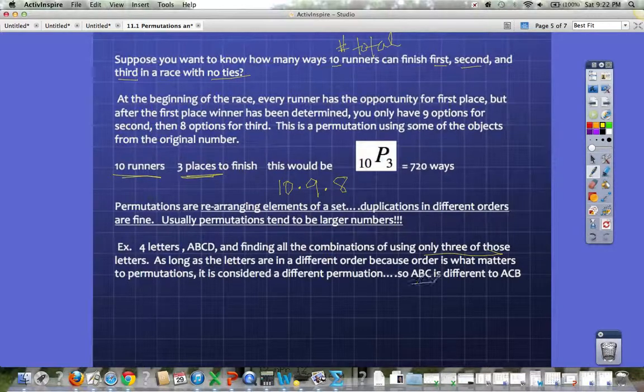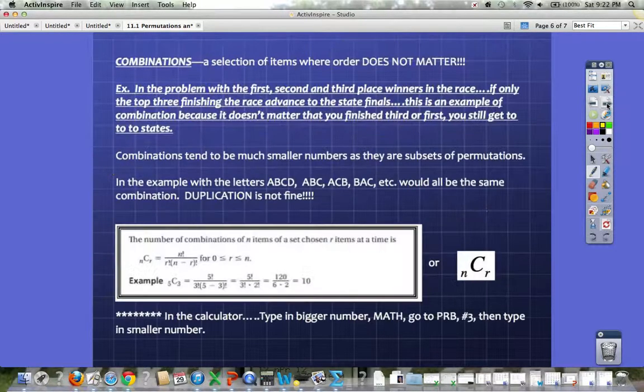If we had ABC and ACB, that is a different permutation, and that's an additional one. It counts. It does not matter that it's the same letters; it's in a different order, and that's what matters to a permutation. So that would be 4P3, I believe, if you wanted to put that in your calculator.